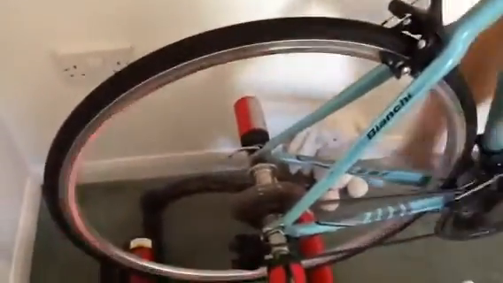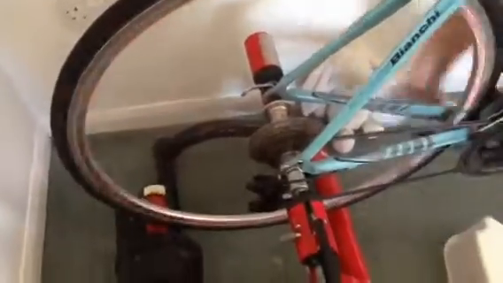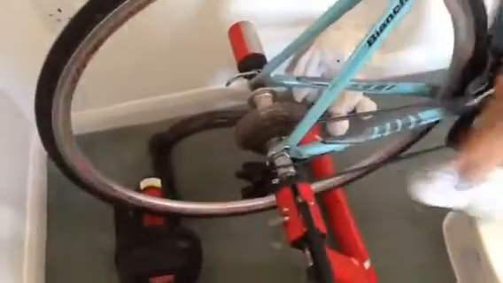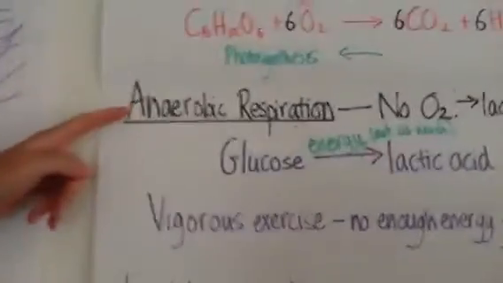Because you need to breathe more air and your body's working quicker. I need more oxygen into my lungs so I can respire more aerobically. But if it gets to the point where I can't breathe any harder and I can't get any more oxygen, I might have to respire anaerobically. So I think it's been like 30 seconds.